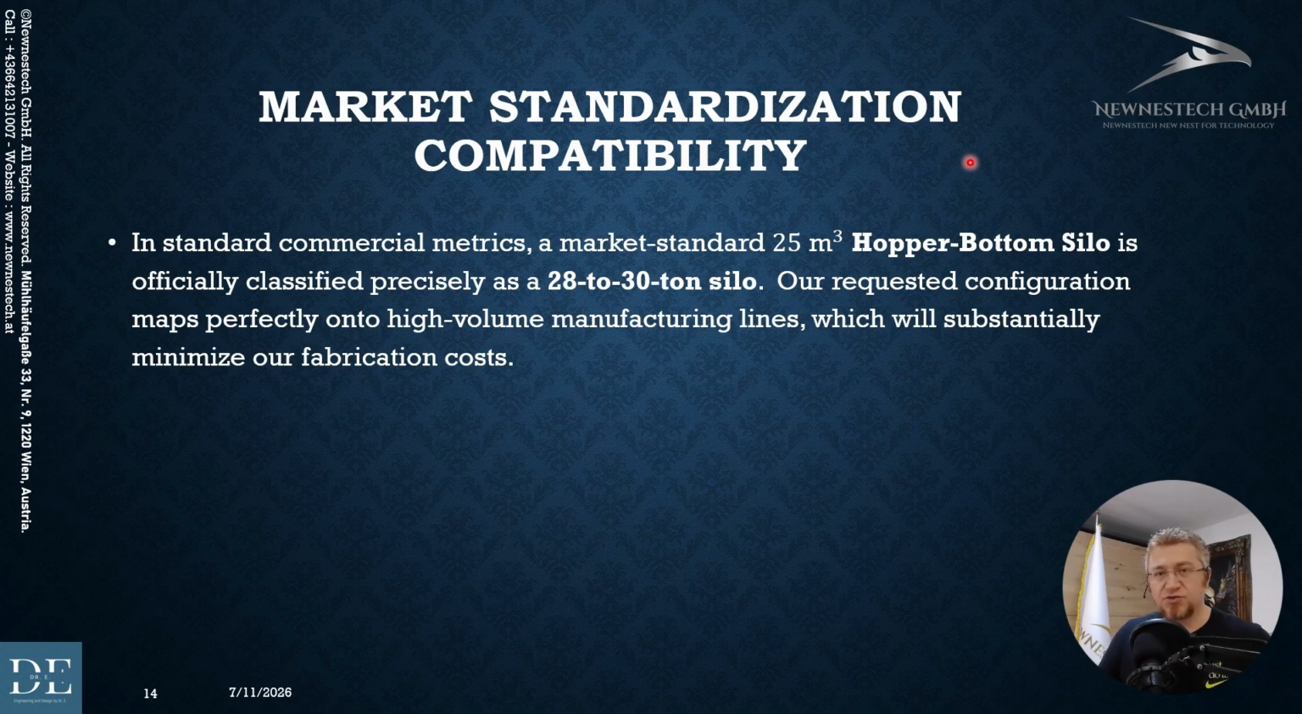It is also critical to cross-check our calculated dimensions with commercial market standards to ensure compatibility with the standard logistics, load transportation rules, and off-the-shelf spare parts. According to industrial metrics, the standard 25 cubic meter hopper bottom silo is officially classified by manufacturers as a 28 to 30 ton capacity unit. This means our custom configuration maps perfectly onto high-volume commercial manufacturing lines, allowing us to utilize standard fabrication techniques and substantially minimize tooling and material costs.